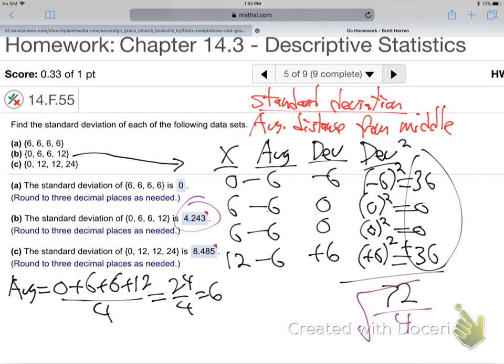We good? You guys getting 4.243? Square root of 72 divided by 4? Just go 72 divided by 4 in your calculator, hit the square root button. Should be 4.243 rounded to 3 places. Have any trouble with that, come see me.